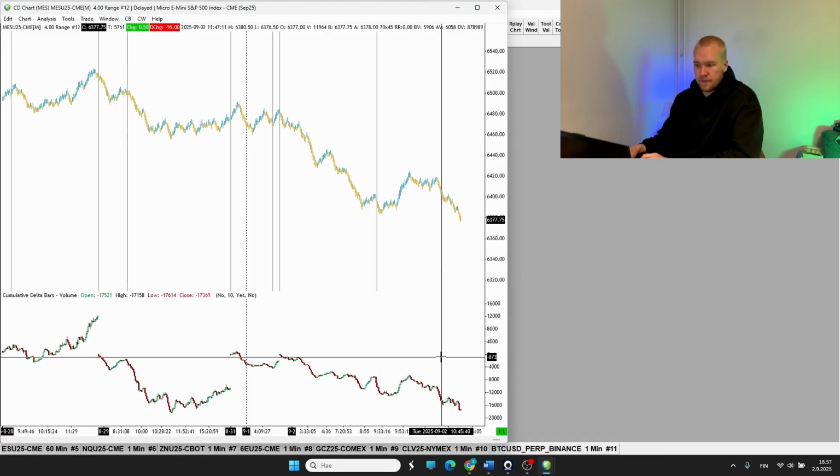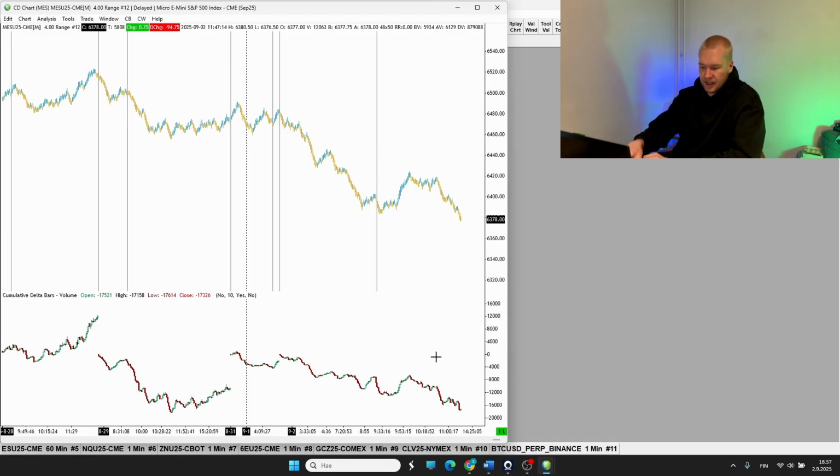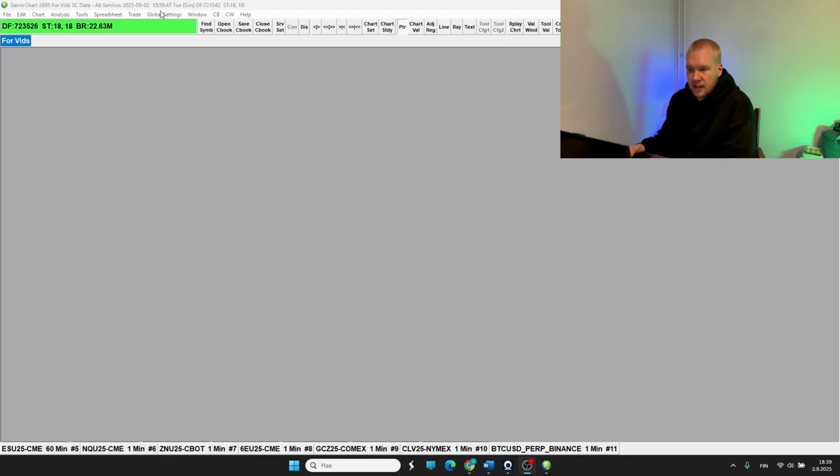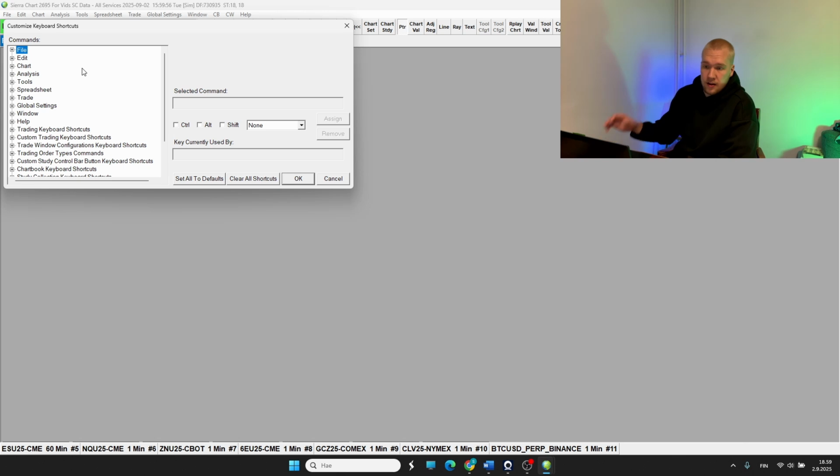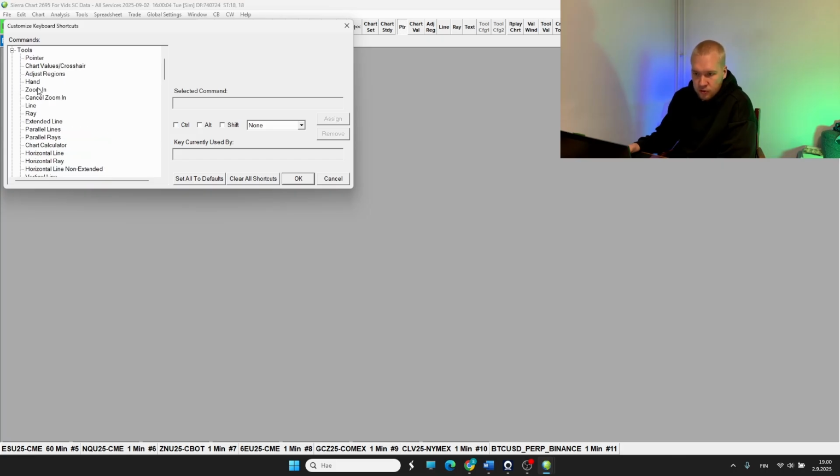And one very important part here is to add the lines. You can see here that we don't have the lines which I had on the previous one. So these are the lines which I'm talking about now. The way you actually get that line is that you have to come here to the global settings and you have to customize the keyboard shortcuts. Now this is something you want to take your time with because there's a lot of stuff here you can use. But you come here to the tools, and the one I used is this one.